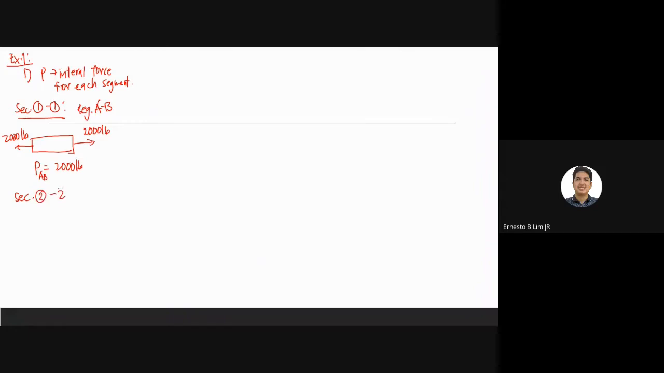For section 2, this is for segment BC. We will have this figure here. This is point A, then this is point B. For section 2, we will consider the left side portion. So this is point A, we have 2000 pound here. Then this is B, and we're also getting the force BC here. I think this is also 2,000 pound. So P_BC is equal to 2,000 pound.